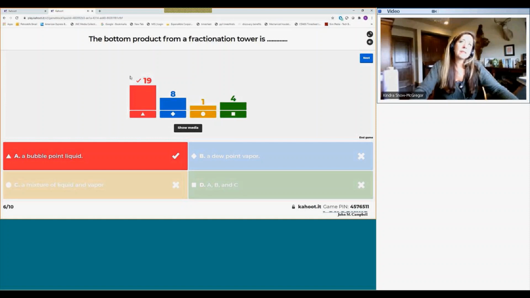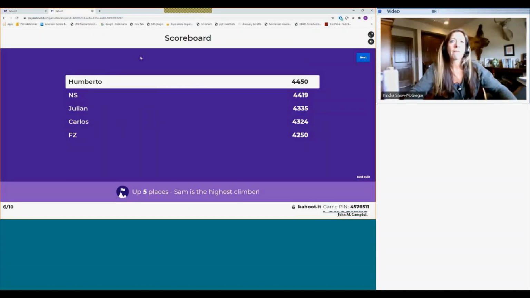All right, excellent job. The bottom product from a fractionation tower is always a liquid at its bubble point. All right, it's at its vapor pressure. And that's how we can use our phase diagrams to understand exactly what that bottom's temperature is required based on my column operating pressure. All right, Umberto is maintaining his lead, only a 3-point spread with NS. Nice work.